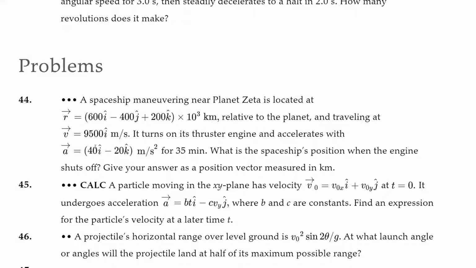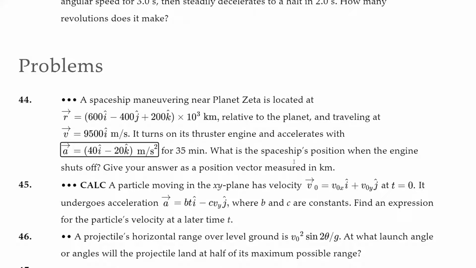So what do you notice about this acceleration? There's no t's in there. It does not depend on time. The x component is just a number. The k component, which is the z component, is also just a number. So we know the acceleration is constant. We can go straight to our constant acceleration kinematic equation in vector form.